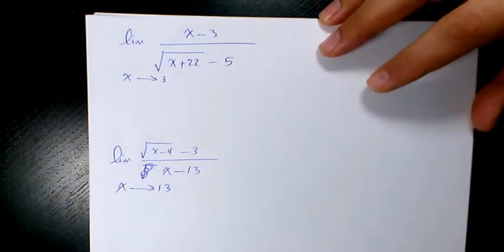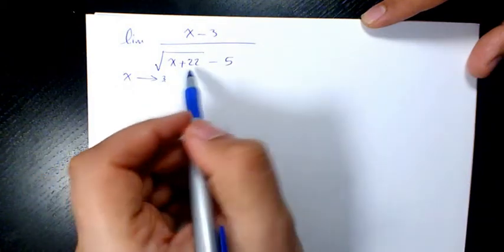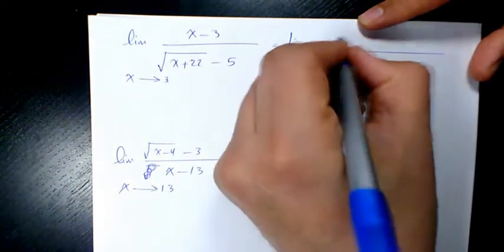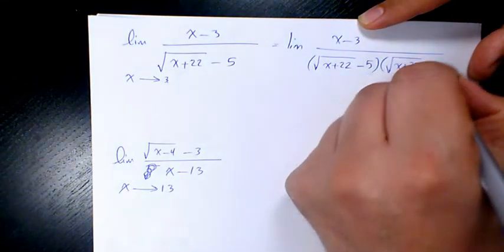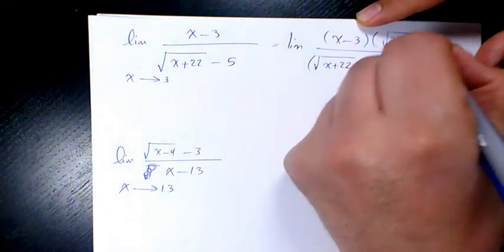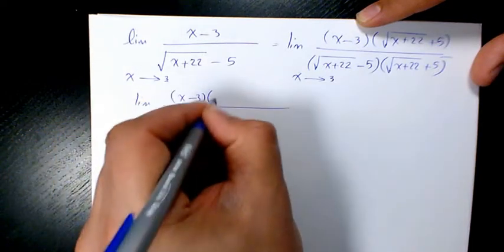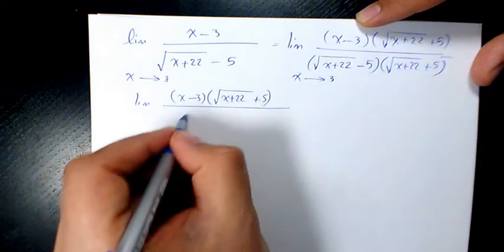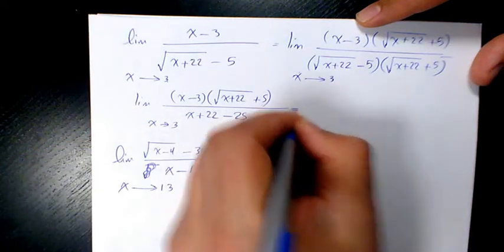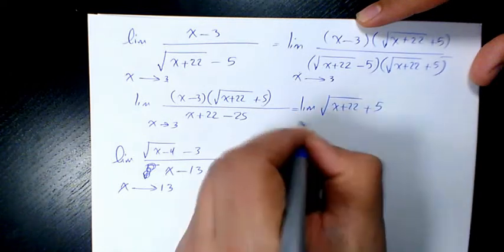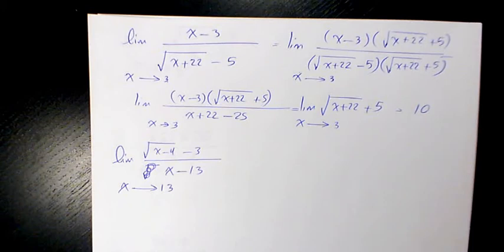Next one is limit of x minus 3 over square root of x plus 22 minus 5 when x approaches 3. So since that's going to be 0 over 0, you make it as limit of x minus 3 over square root of x plus 22 minus 5 times the conjugate, which is going to be x minus 3 times square root of x plus 22 plus 5 over x plus 22 minus 25, which is x minus 3. That cancels out. And it's going to end up having limit of square root of x plus 22 plus 5 when x approaches 3. That's going to be square root of 25 plus 5, which is going to be 5 plus 5, and that's going to be 10.